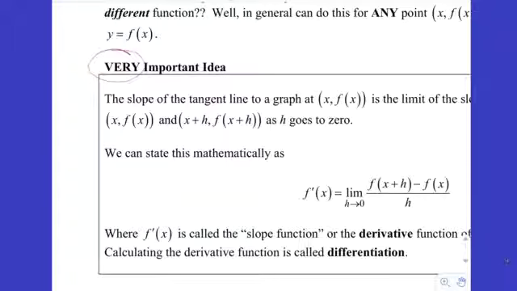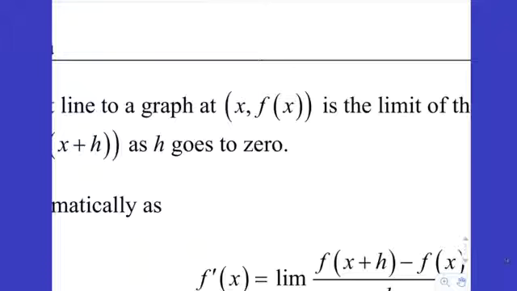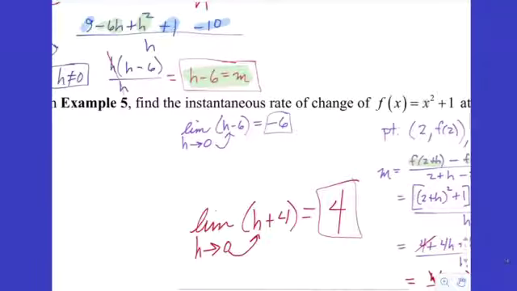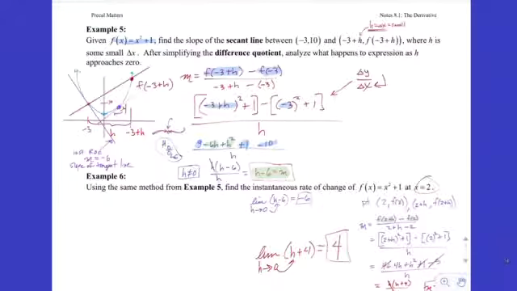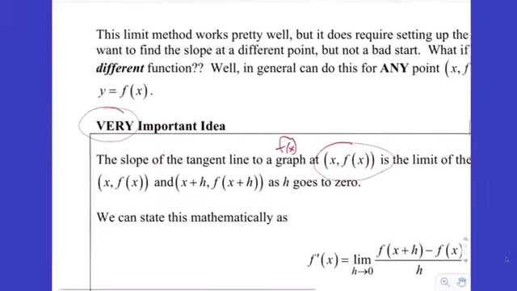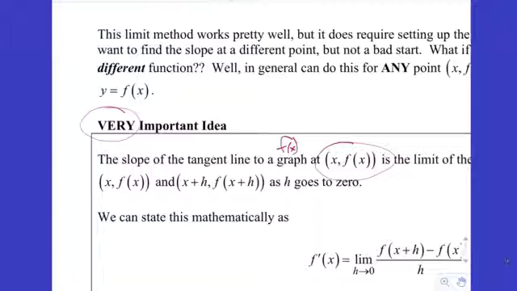The slope of the tangent line, not the secant line, to the graph of any function at the point x comma f of x. Here's how we're going to make it more general. Instead of using x equals 2 and x equals -3, we're just going to let it equal x, where x could be any x value, right? For any function f of x, the slope of the tangent line at any point x, f of x is going to be the following.